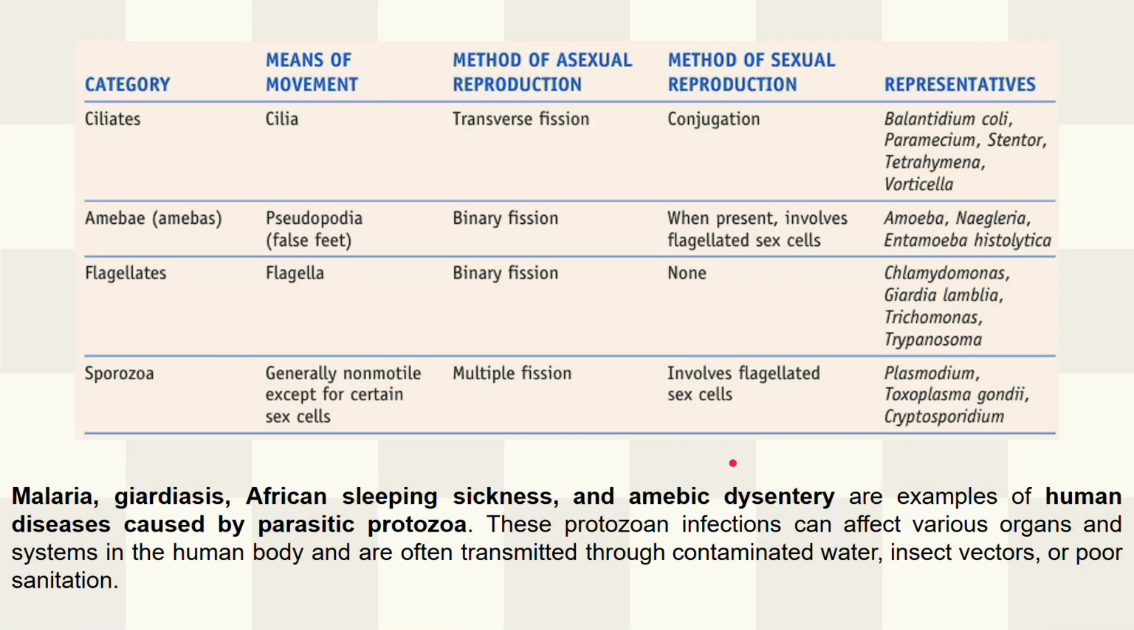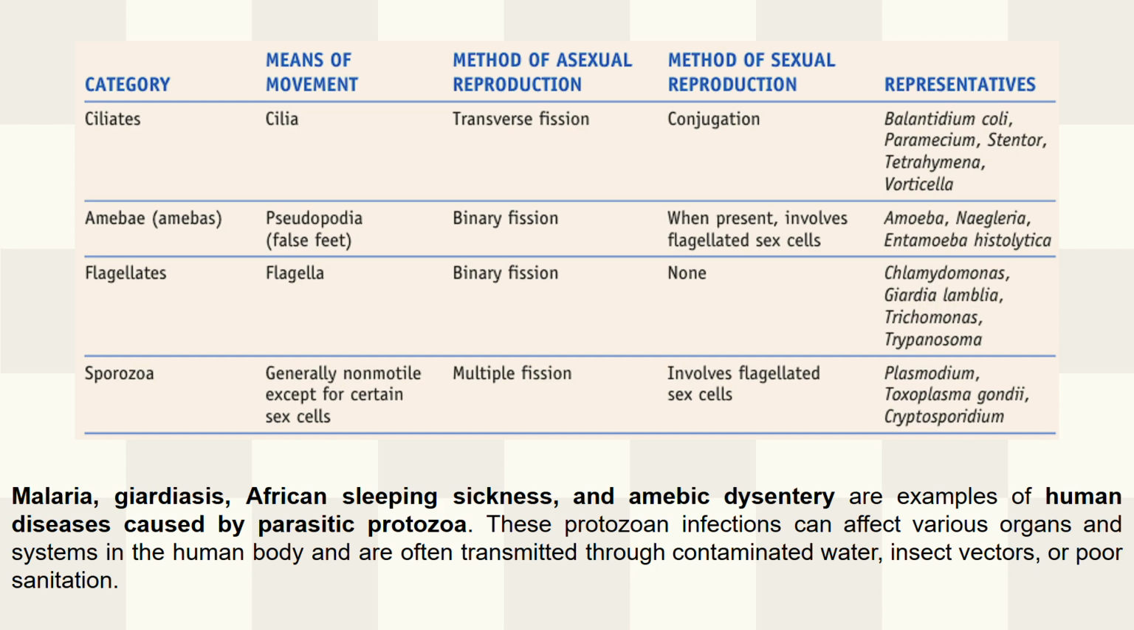Protozoa are also characterized based on their movement, based on their structure actually. When the means of movement is cilia, they are called ciliates. Some have pseudopodia, some move using their flagella, and some are non-motile, not moving actually.